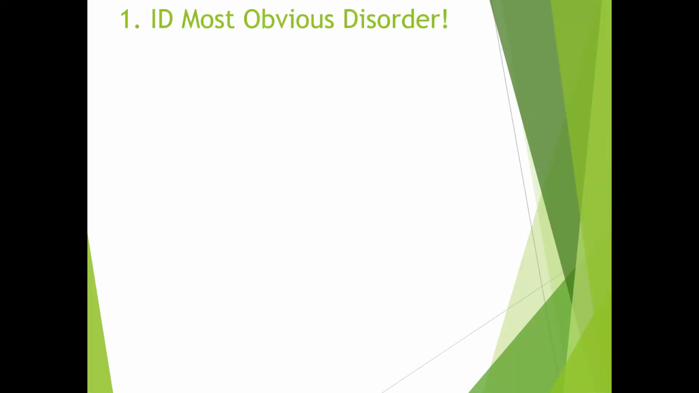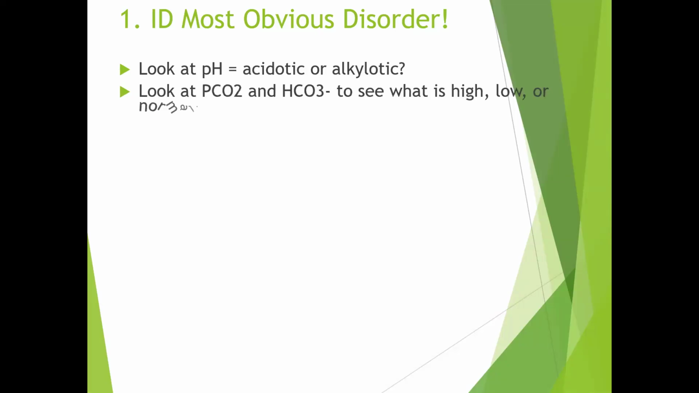So identify the most obvious disorder. Look for the pH. Is it acidotic or alkalotic? Look at the bicarb and the CO2. See what's high, low, or normal. I know if the pH is down and the CO2 is up, it's a respiratory issue. If the pH and CO2 are in the same direction, and the bicarb is also in the same direction, it's a metabolic issue. If both are normal, pick one.